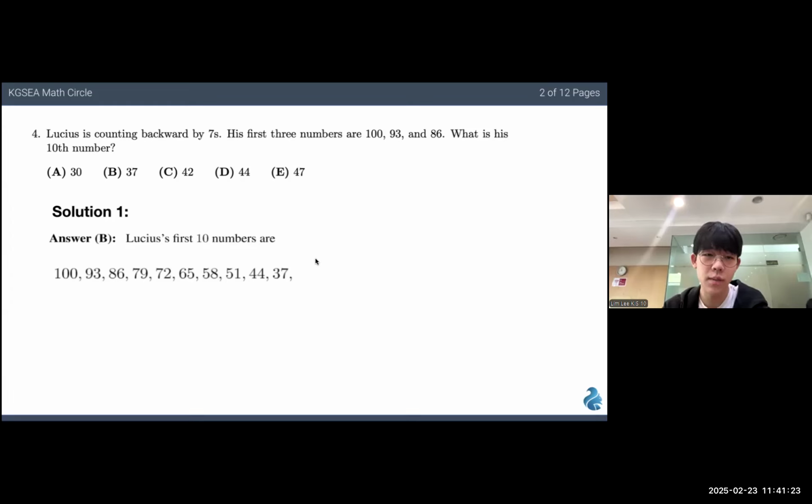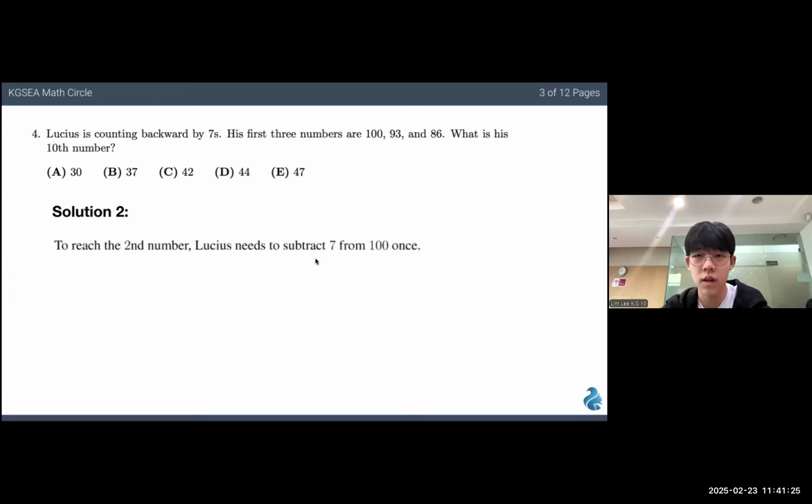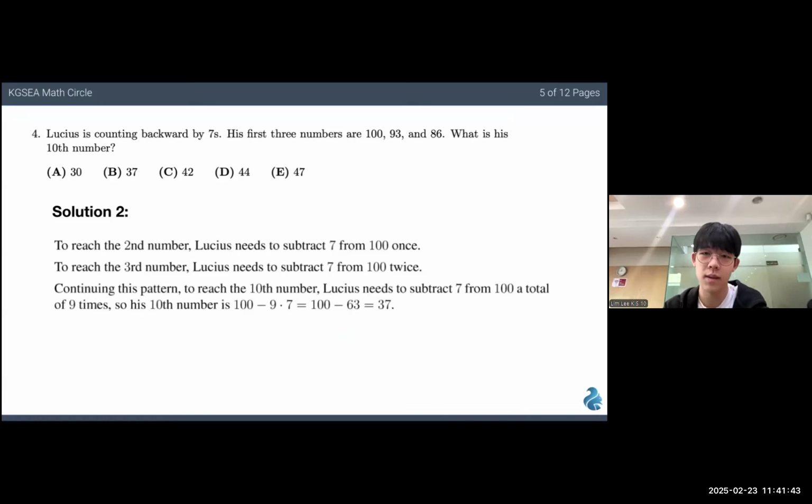There's a better solution though, and that's knowing that Lucius is counting backwards by an arithmetic sequence with a common difference of -7. So to reach the second number, Lucius needs to subtract 7 from 100 once. To reach the third number, Lucius needs to subtract it twice. And to reach the 10th number, you just have to subtract it 9 times. So we can just subtract 9 times 7 from 100, which would give us 37.